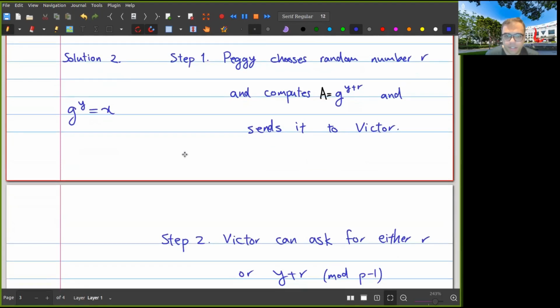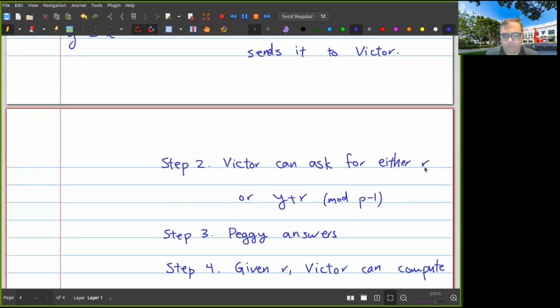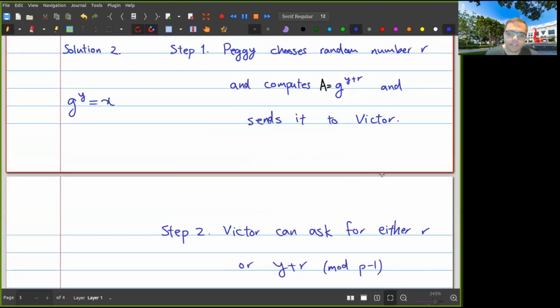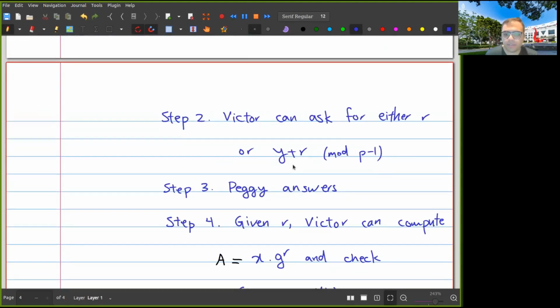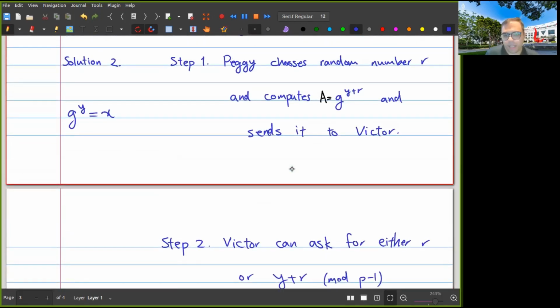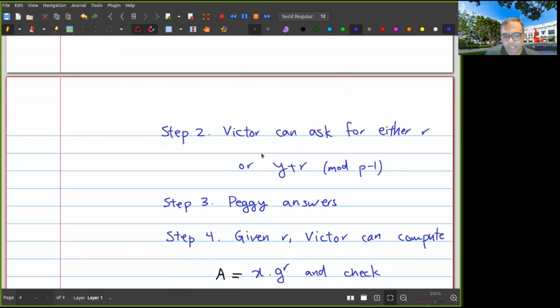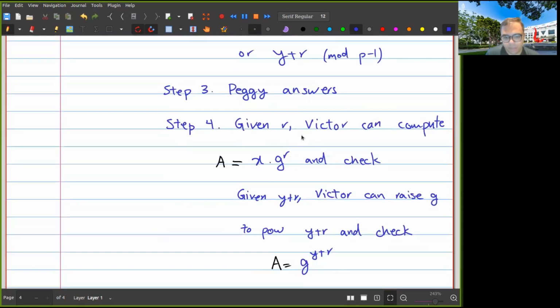Okay, so if you know y, you can compute g to the power of y plus r. And then if I ask you for r, of course, you know r, you can answer. If I ask you for y plus r, since you know r and you know y, you can also answer that. So if Peggy is actually telling the truth, and if she actually knows y, she can always give values here that will pass this check.